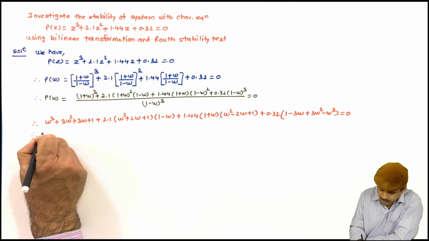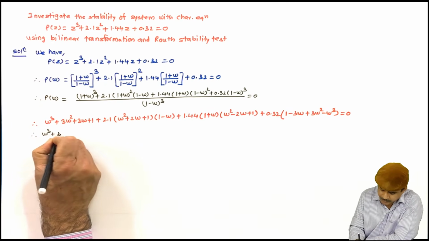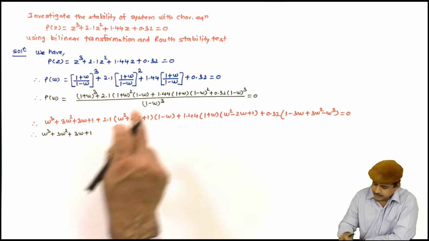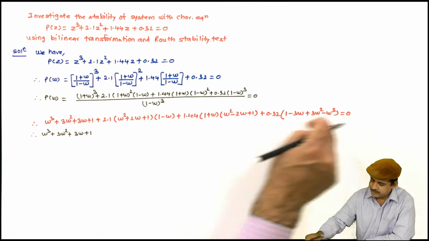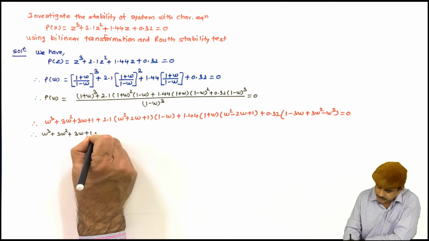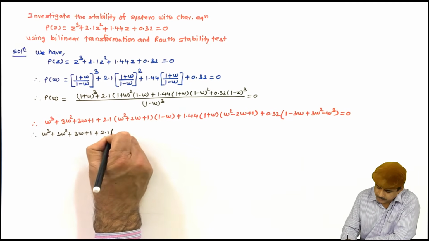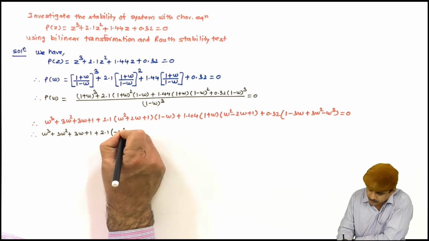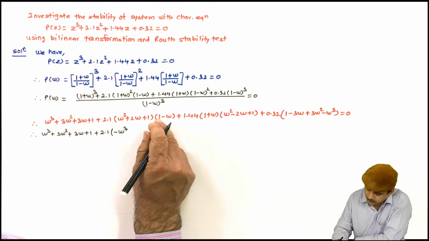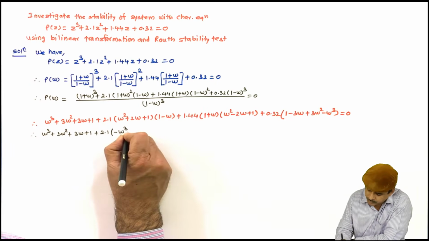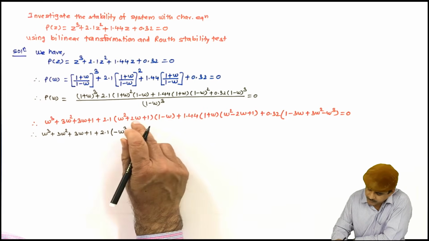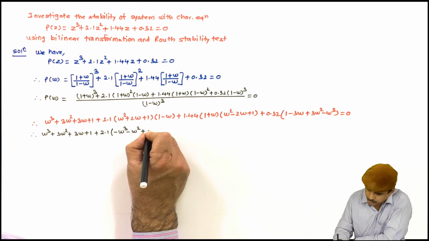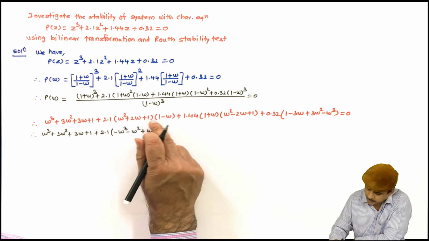So this will be equal to w^3 + 3w^2 + 3w + 1, and this will vanish with this, that is why it is written here 0, plus 2.1 in the bracket. This will be -w^3 + w^2 - 2w^2, so it's -w^2, plus 2w - w, so it's plus w, and plus 1.